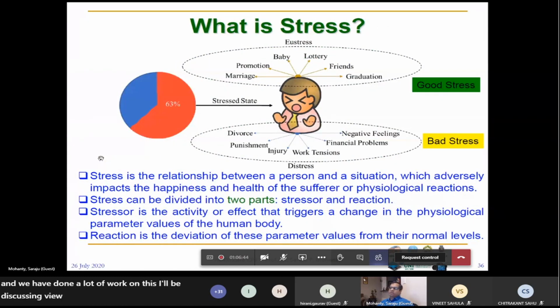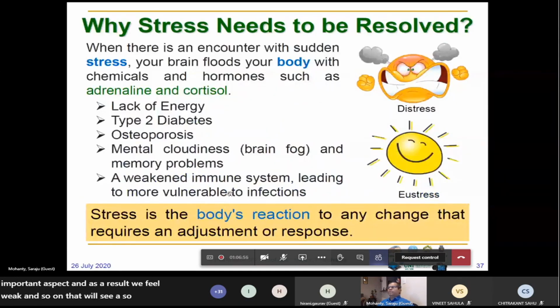Stress can be good stress or bad stress, and the body reacts to the stress. That is the important aspect, and as a result, we feel weak and so on. So it's basically some external things happening, and as a result the body is reacting to it, because we have secretion of cortisol, which is a hormone, and adrenaline. Those are secreted, and if this happens quite often, we have lack of energy, and we may get diabetes and other things, and mental health problems and so on.